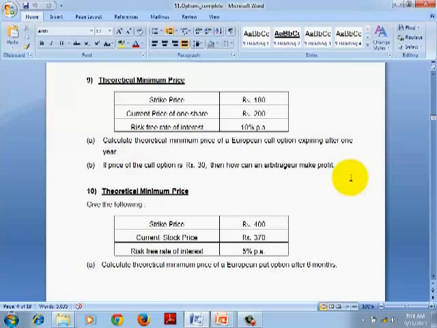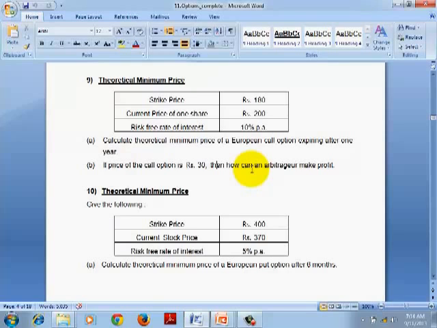Is it done? Do you have the answer? What is the minimum theoretical price? 36.36. Okay. Part A, all of you got 36? Anyone who's not able to do it? Okay, part A was straightforward. In part B, a simple thumb rule here. The price of the option is 30. Is it overvalued or undervalued? Because your calculation says the minimum price is 36, whereas it's available at a price of 30, it is undervalued.